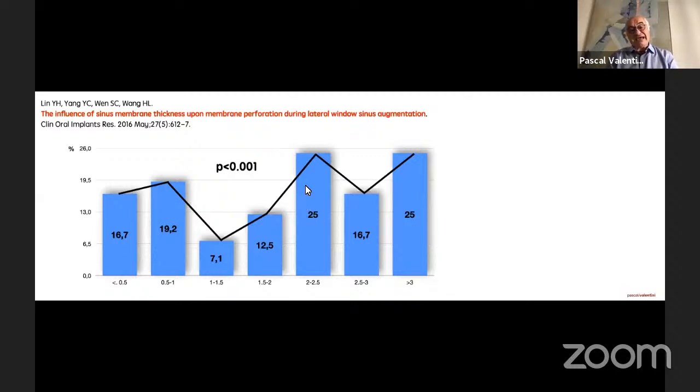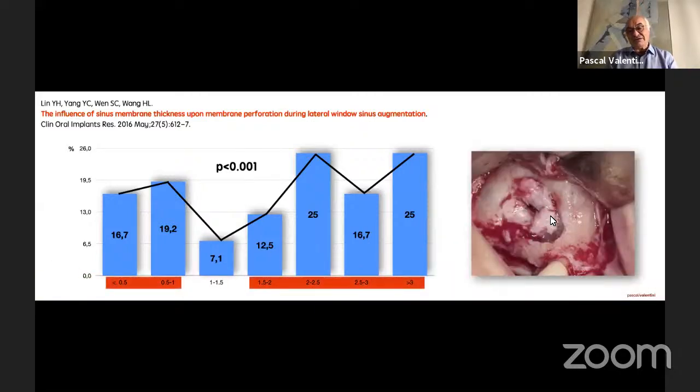And you can see that in case the membrane is very thick, the thickness is not the guarantee for the absence of perforations, as we had here. So the most predictable thickness to prevent the membrane perforation is around 1 to 1.5 millimeter. But looking at the pre-op CBCT, which is absolutely mandatory, it is impossible to predict the exact thickness of the membrane and the capacity for it to resist to the dissection and to the perforation.